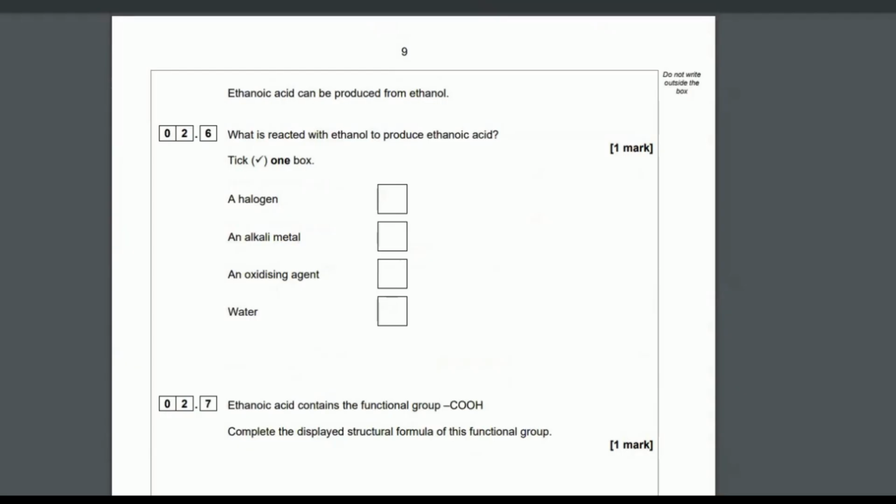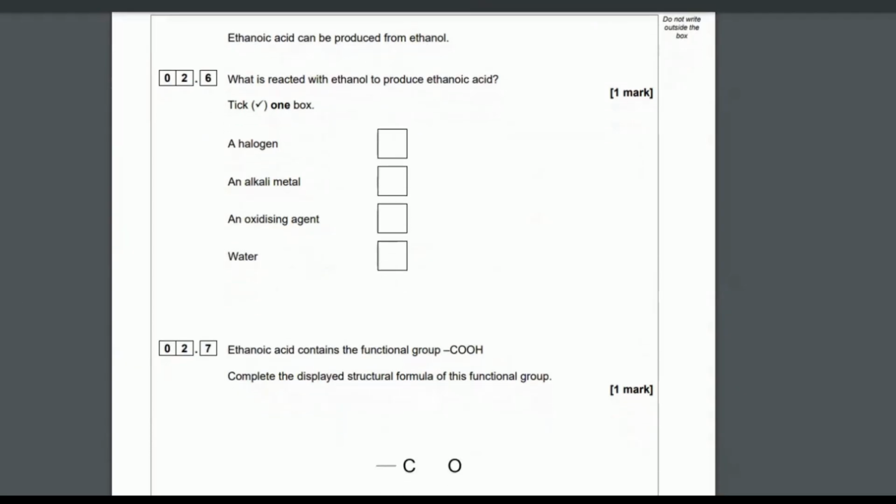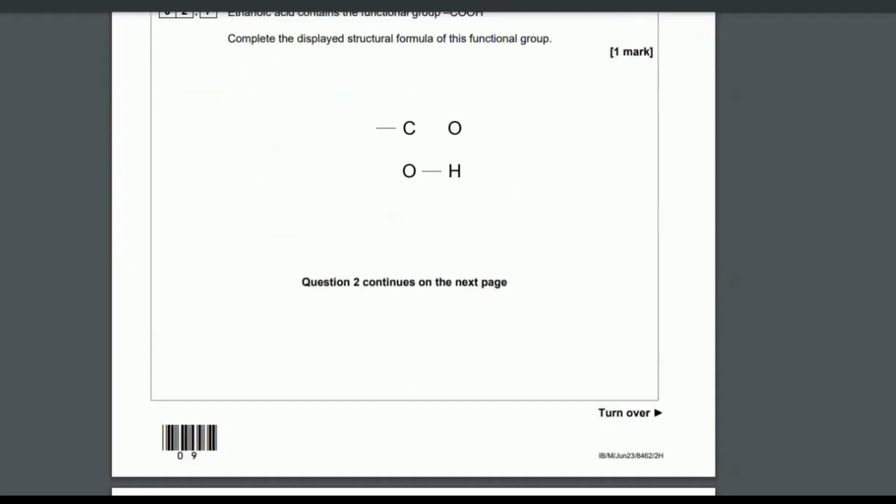Okay, 2.6, ethanoic acid can be produced from ethanol. What is reactive with ethanol to produce ethanoic acid? So if you think of alcohol, like wine or something like that, not that alcohol is always for drinking, you've got hand washes, solvents, and other uses of alcohols. Well, when oxygen gets to it, it's oxidized, it becomes vinegar, it becomes a carboxylic acid.